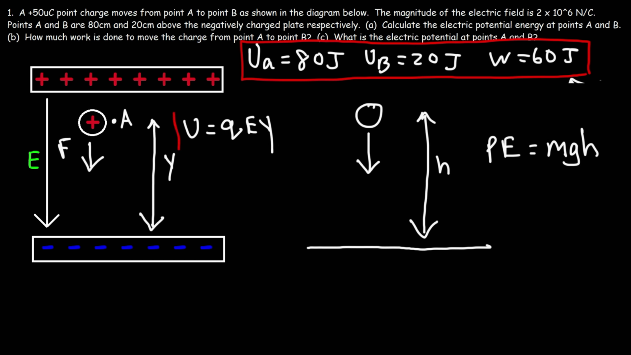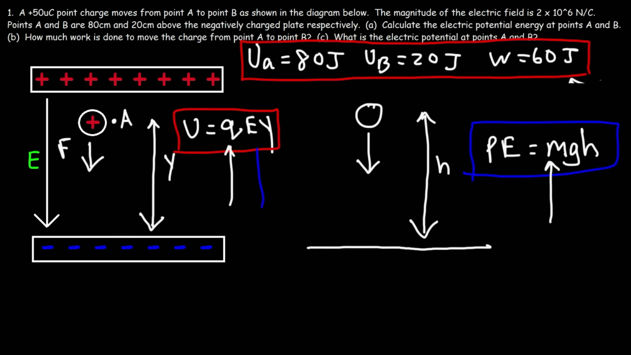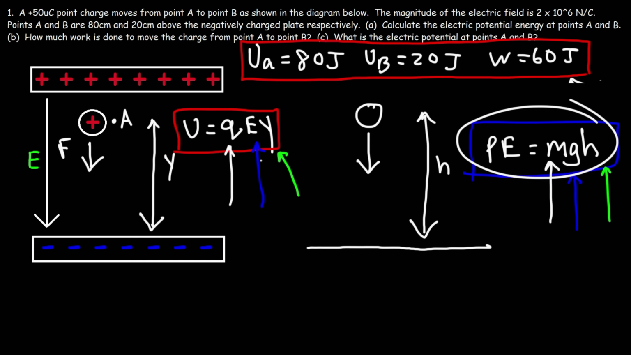So note the similarities between these two equations. These are both forms of potential energy. So here we have charge, here we have mass. Here we have the electric field, and here we have the gravitational field, or the gravitational acceleration. And then both of them are dependent on the height. So if you can remember this equation, that will help you to remember this one as well.